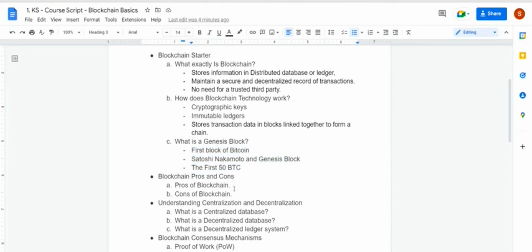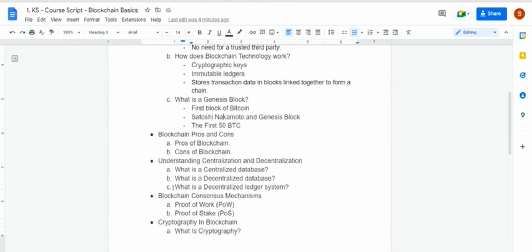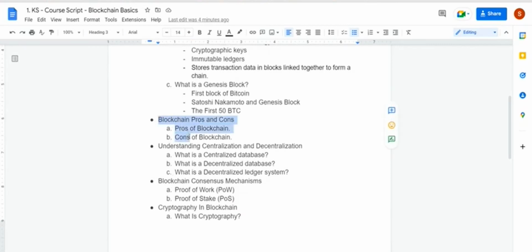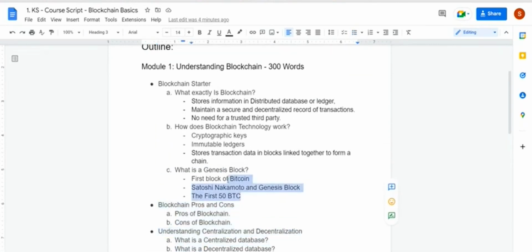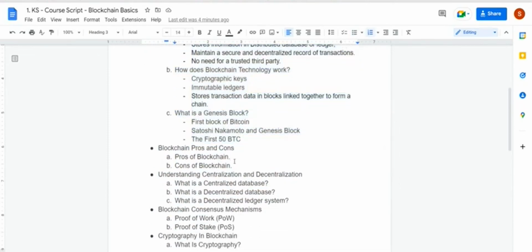Let me know if you have any questions. So you will develop those ideas in the earlier way. I have given some examples, and by researching you will set out some key talking points and write them down here. Suppose for blockchain pros and cons.